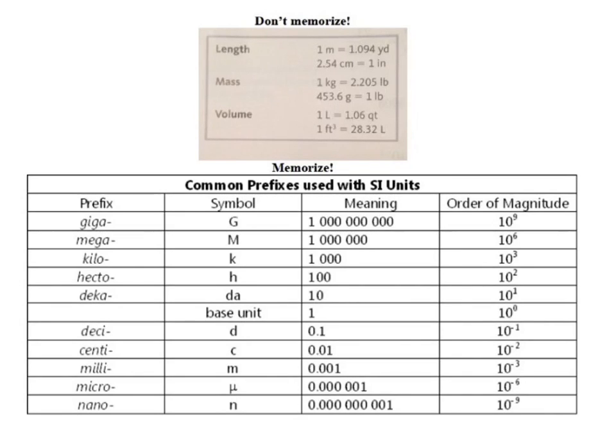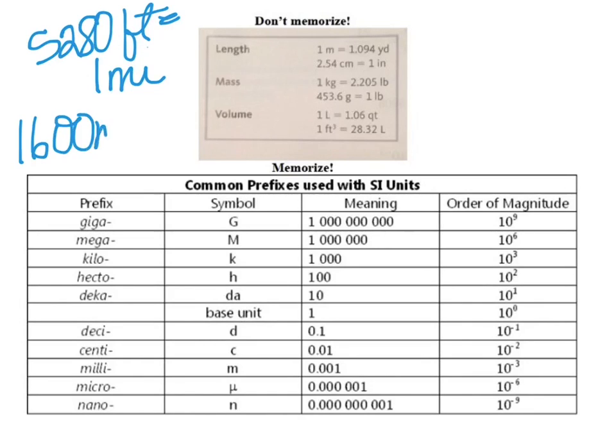Okay. So here are some conversions. You don't need to memorize these conversions. Some other conversions we're going to run into today are that 5,280 feet is equal to 1 mile, and that 1,600 meters is equal to 1 mile.